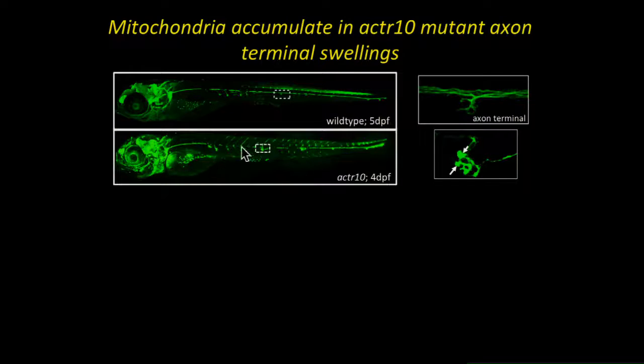One of the mutants that we found in this screen is shown here, and it's a loss of function mutation in Actr10, which, if you remember from the last slide, is a part of the dynactin complex. When you look at this mutant generally, it develops rather normally.